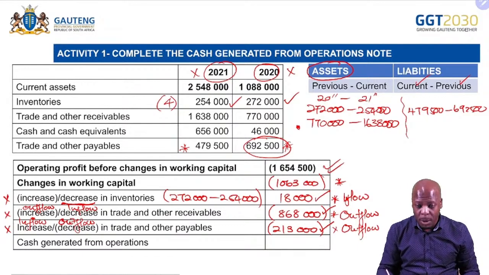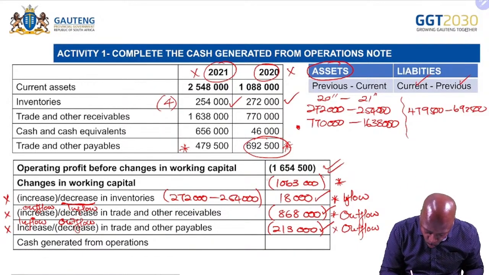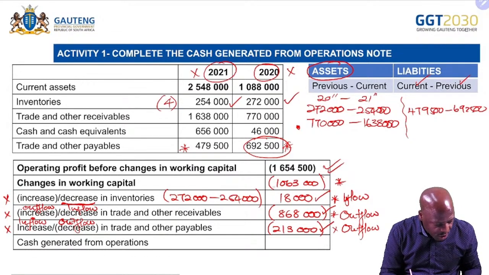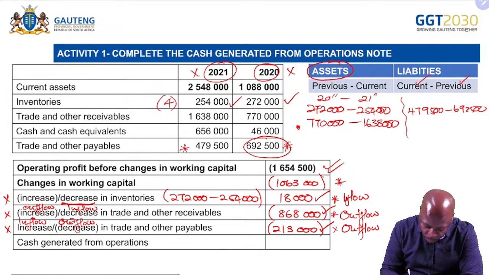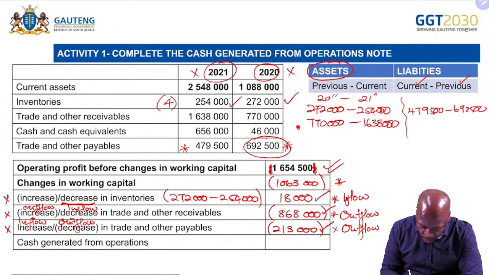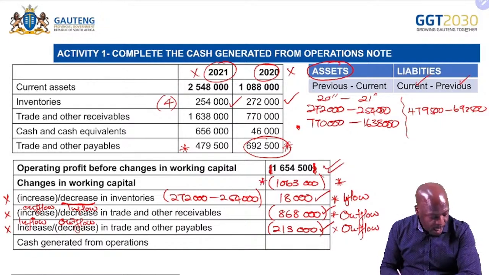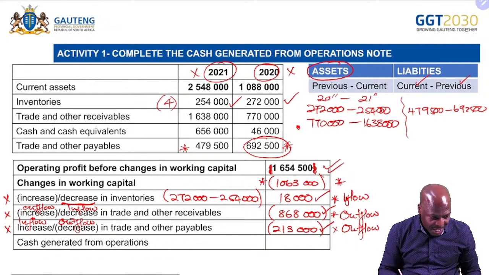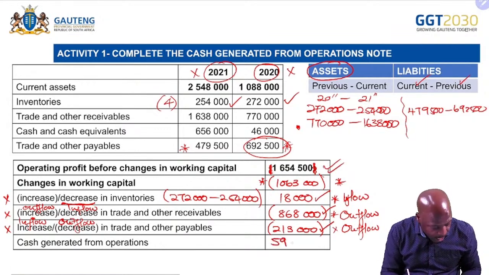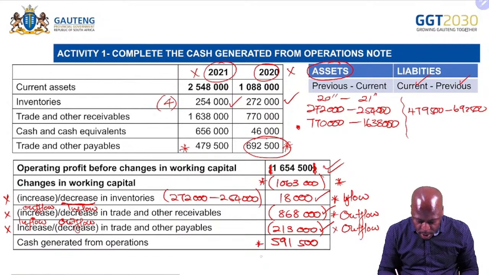A negative 1,063,000. Then you now say your operating profit before changes in working capital, which was 1,654,000, okay, and then you subtract 1,063,000. So remember, this one is not in brackets. We did it earlier on. It is not in brackets. And then you are saying this is a positive 1,654,500. Then you subtract your 1,063,000, which we just got now. It should then give you an amount at the end. Okay, punch that in your calculator. How much do you get? You should get an amount of 591,500. This is what we call cash generated from operations.